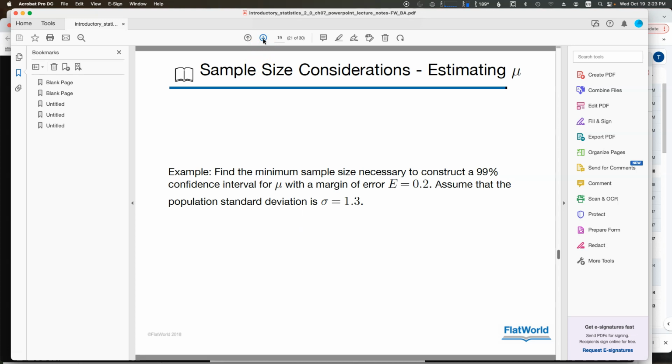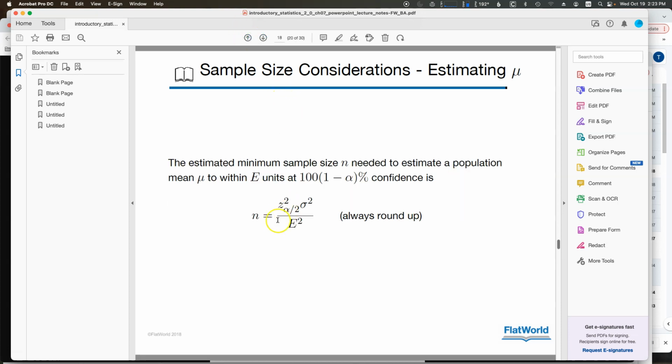So let's give an example here. How many would I have to sample? How big of a sample size would I need to be able to construct a 99% confidence interval for a mean of the population with a margin of error of 0.2, with the population standard deviation being 1.3? All these numbers, we're going to plug them into our equation here.